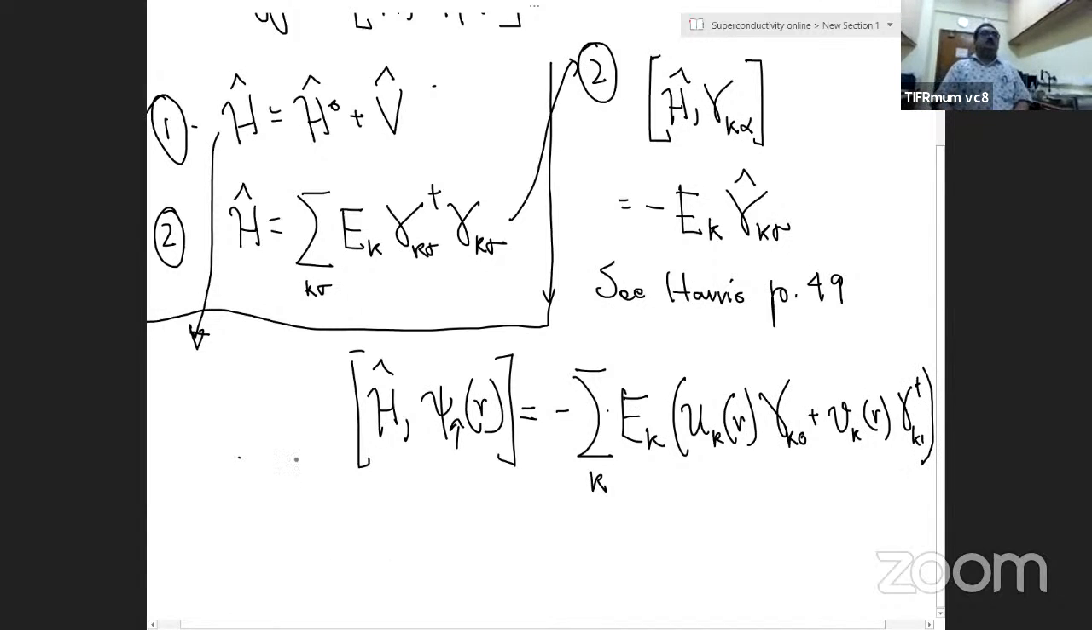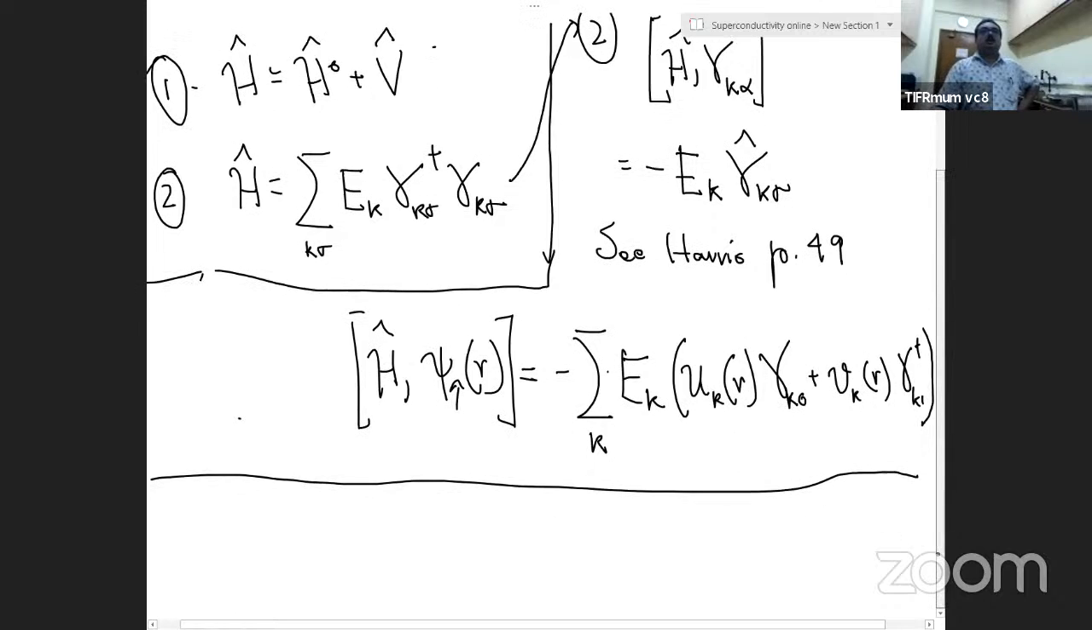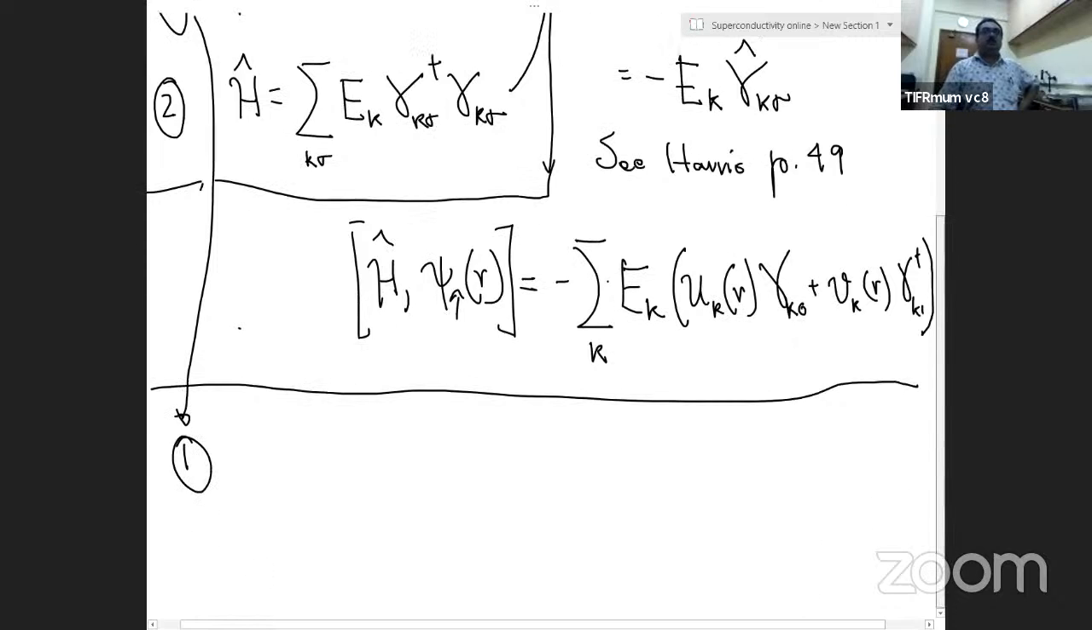Alright, so this is the commutator evaluated with expression 2. That was easy. Now let's evaluate the commutator with expression 1.